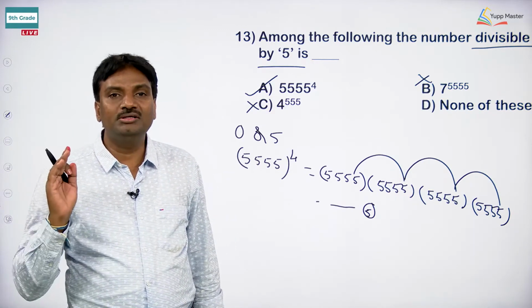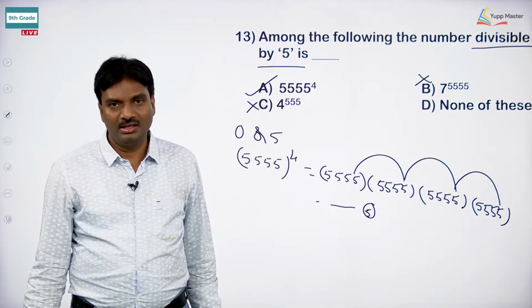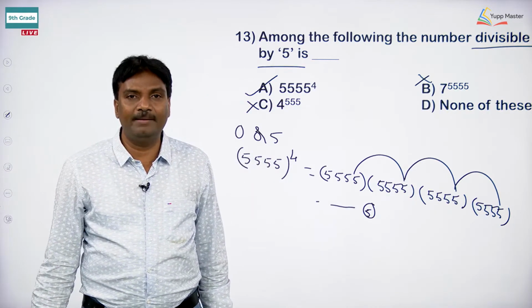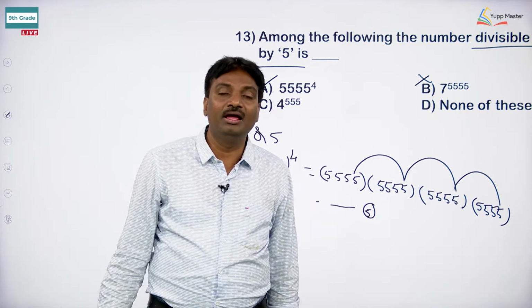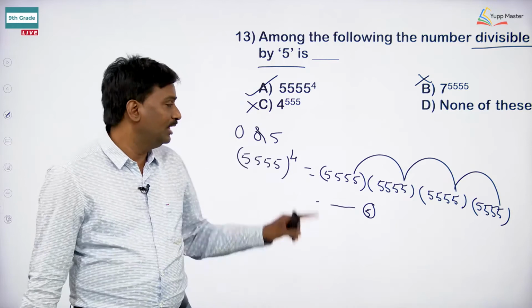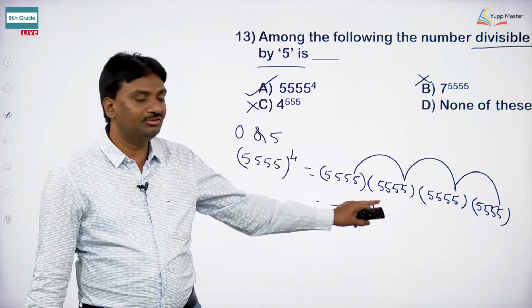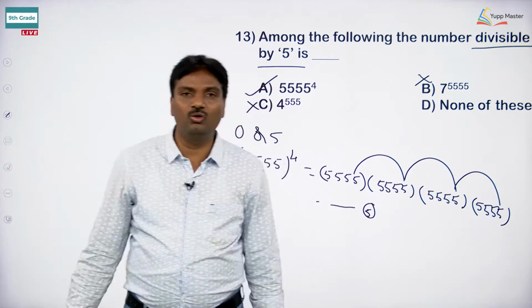If the last digit of the given number is either 0 or 5, then we can say the number is divisible by 5. By writing 5555 power 4 like this, by multiplying all these 4 numbers.